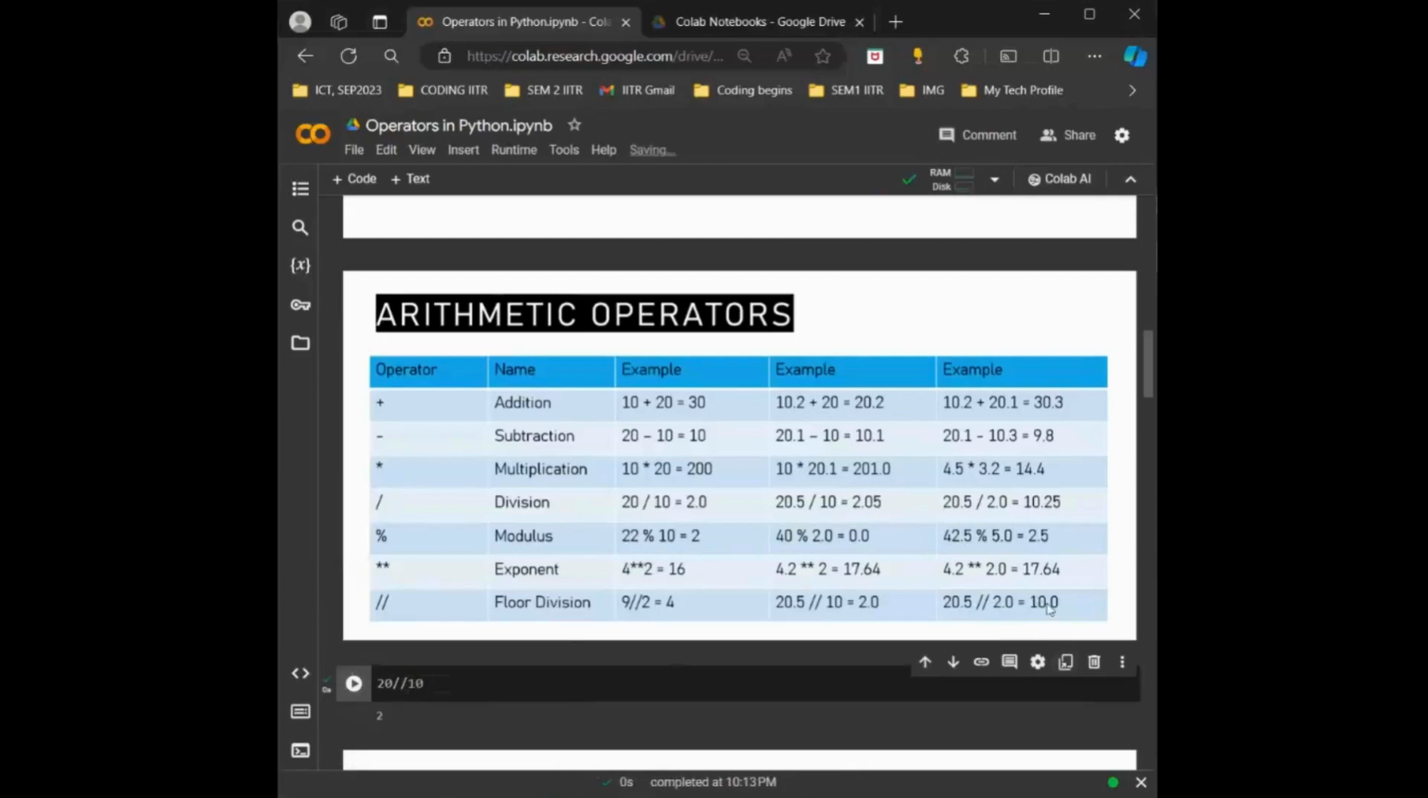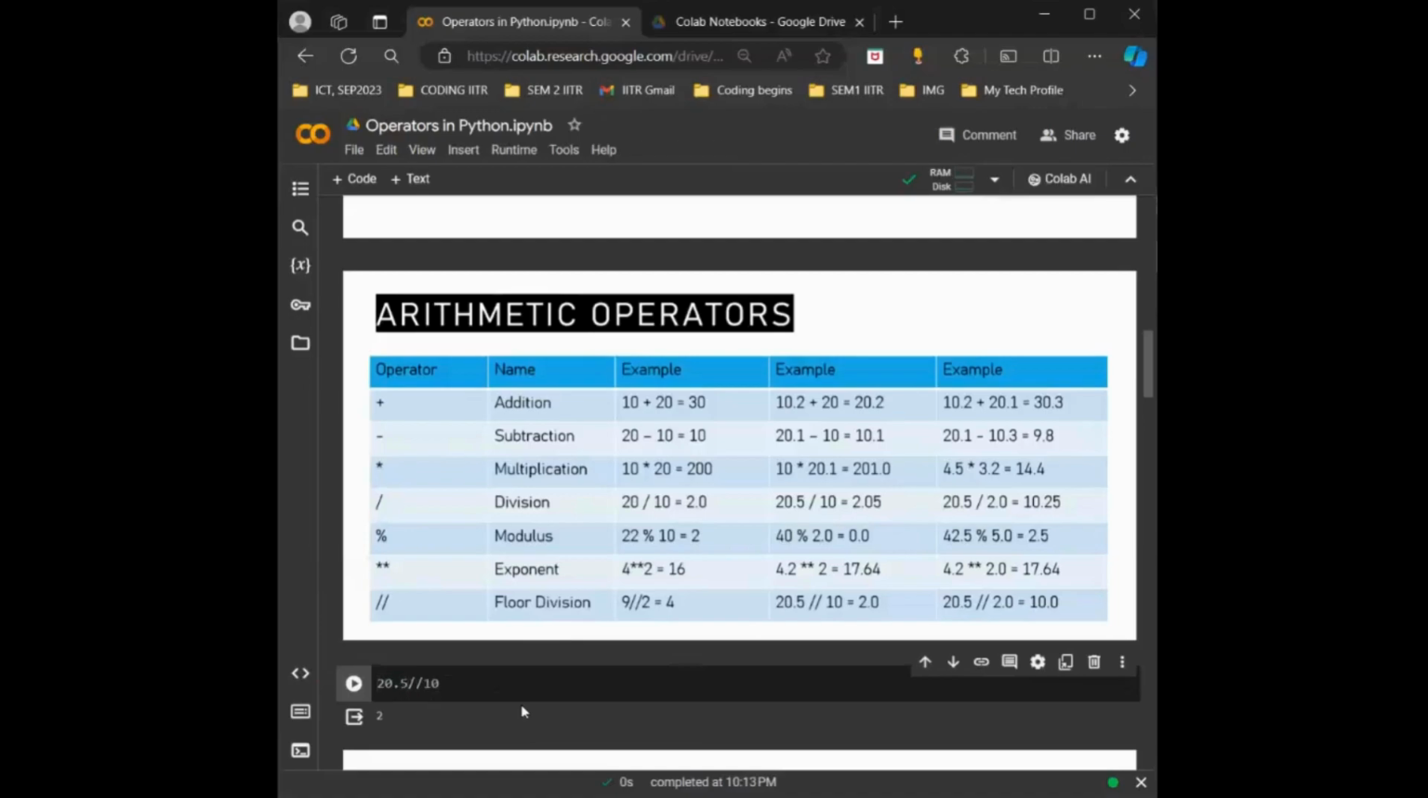So this thing you just need to observe. Yes, that's the output. 20/10, that is float division applied on 20 divided by 10. We got result as 2. What will happen if I execute this code again?